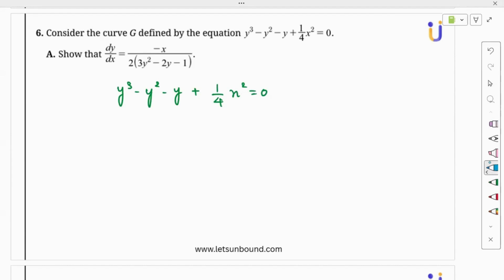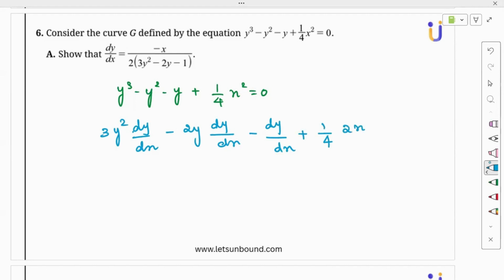So for y cubed, do the normal formula, 3y squared, and then multiply by dy by dx, like a chain rule. Then minus 2y dy by dx. Next term is minus y, so 1 times dy by dx. When you come to an expression purely of x, just do normal differentiation, 2x, and you don't put dy by dx. No chain rule applies here. And the derivative of the right side is 0.